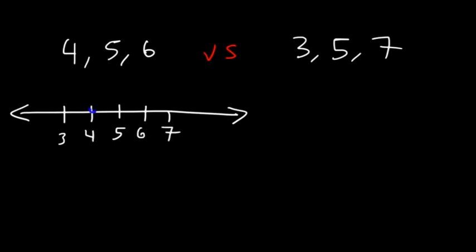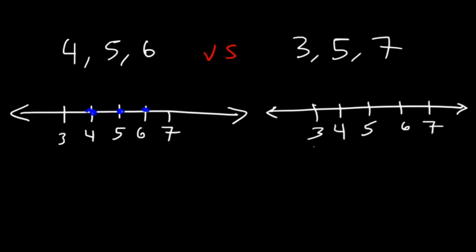So 4, 5, and 6, here they are on a number line. Now, in contrast, let's put the same numbers on this number line. We're going to have 3, 5, and 7. So if you look at the red points, the points in red are further apart. The points in blue, they're very close together. So therefore, 4, 5, and 6 has a lower standard deviation than 3, 5, and 7. So sigma is low, and here the sigma value is high.